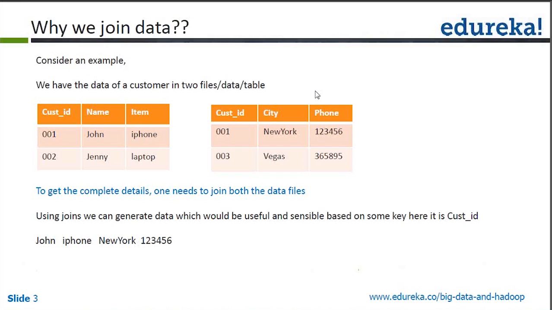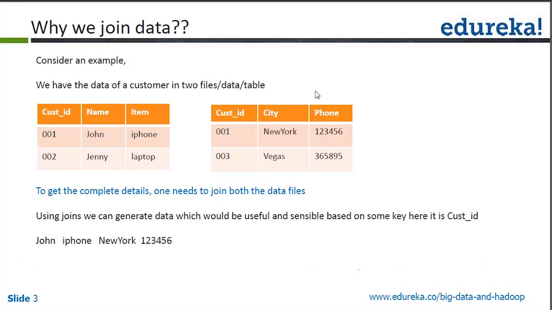However, Mapreduce is designed to handle most complex data sets, most unstructured data sets as well. To get the complete details, one needs to join both the data files. In order to get the information from both these files, you need to somehow join the data between these two files. Not really tables, I'm just calling them files. Using joins, we can generate data which would be useful and sensible based on some key here, which is customer ID.